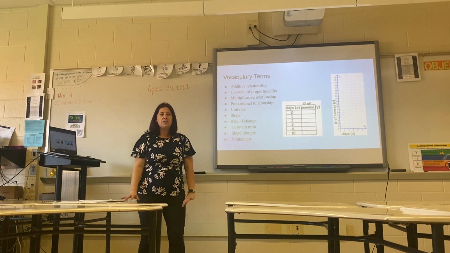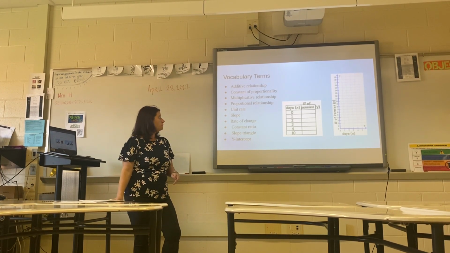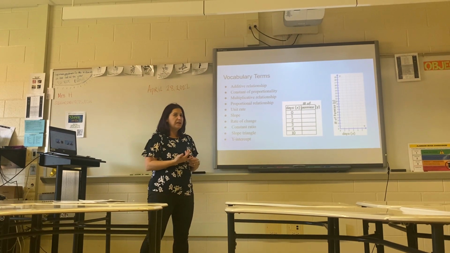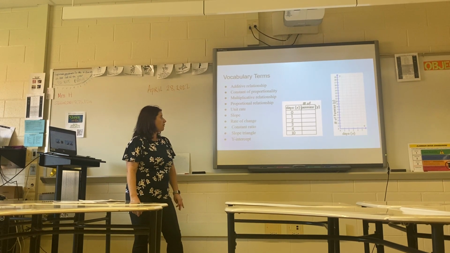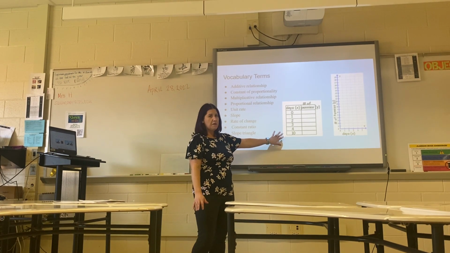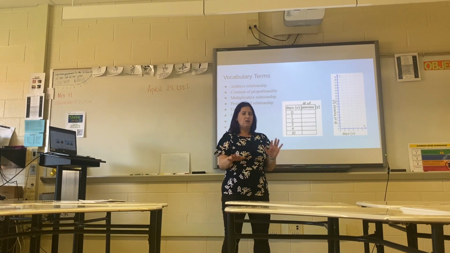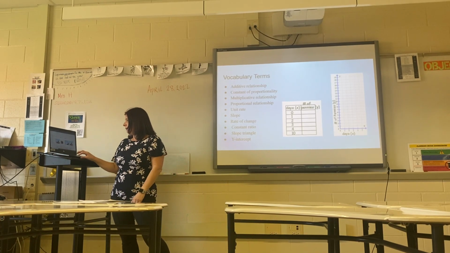Some vocabulary words, these are kind of review. I'm going to go over them and then you're going to take 2 minutes and go over them with your partner. The additive relationship, constant of proportionality, multiplicative relationship, proportional relationship, unit rate, slope, rate of change, constant ratio, slope triangle, and y-intercept. So take 2 minutes, chat with your buddies. Here's a table too, and here's a graph. I want to hear you guys talking about it, reviewing with each other. Great.